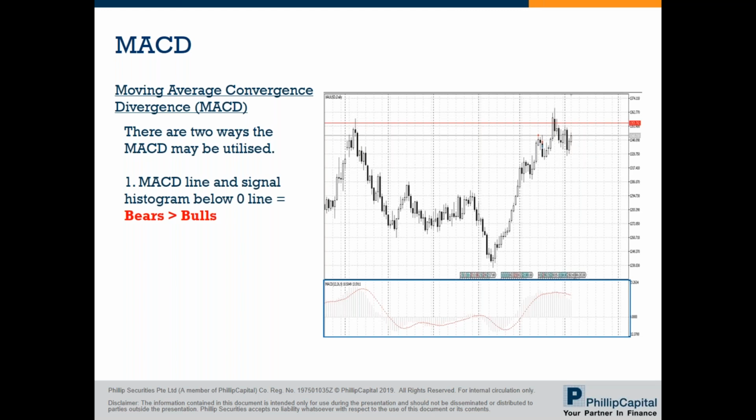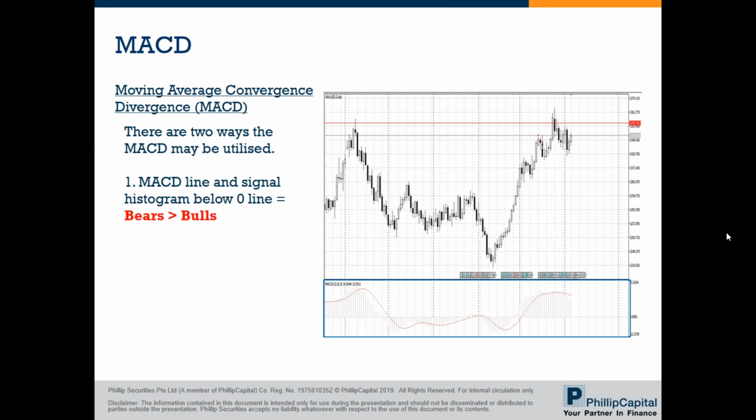The first way, so I've highlighted it in a blue rectangle at the bottom of the chart on the right. I hope you can see it. So let me just backtrack and flash it a few times. At the box at the bottom, there is the MACD indicator, right? So the first way you will go about using it is to gauge the MACD line and the signal histogram line against the zero line, right?